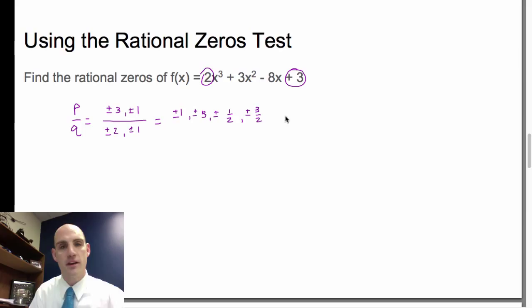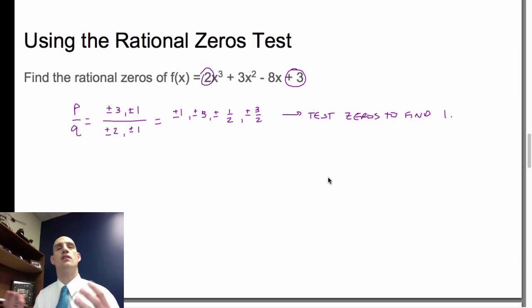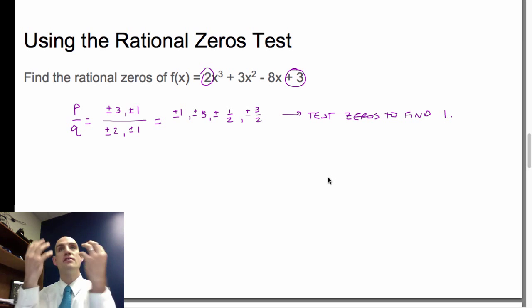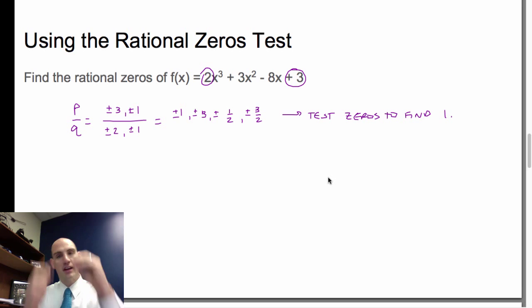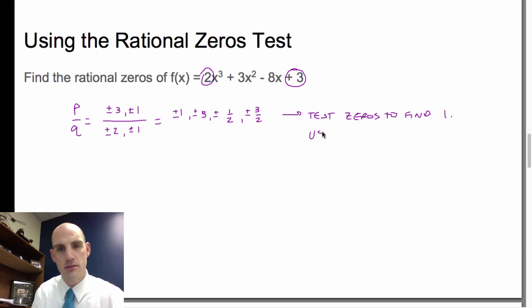And so what am I going to do? I'm going to test these. And we're going to find one. So we're going to find a zero. Well, what have we been doing with that? Well, once I find one zero, I can use synthetic division to break it down.